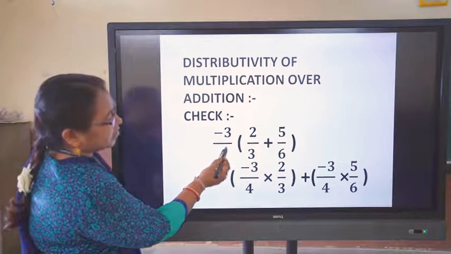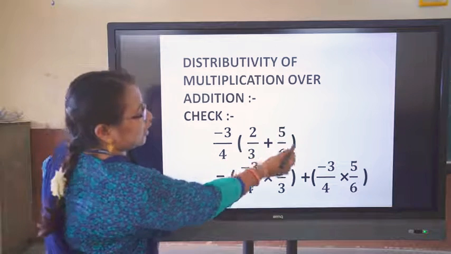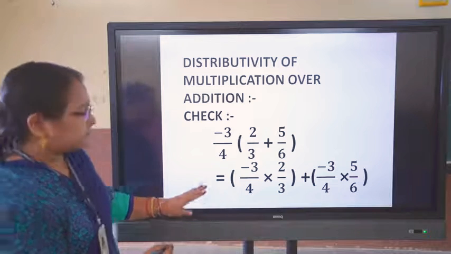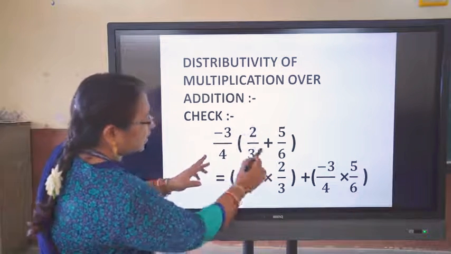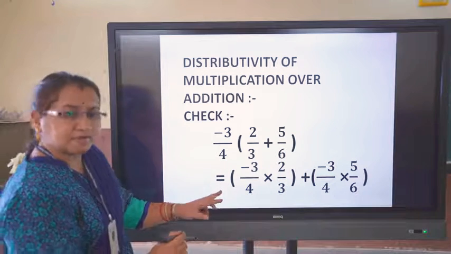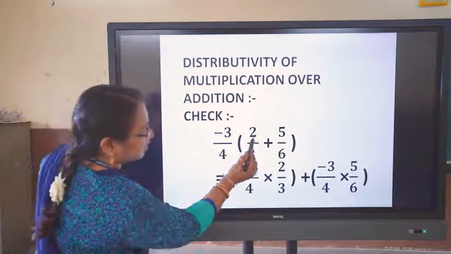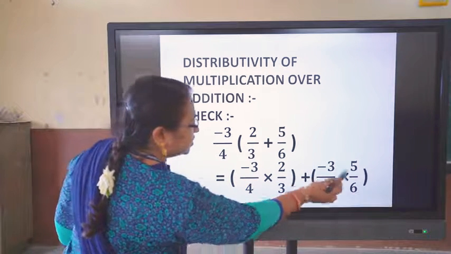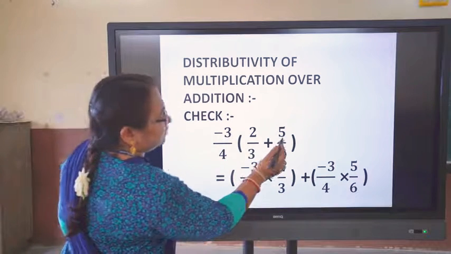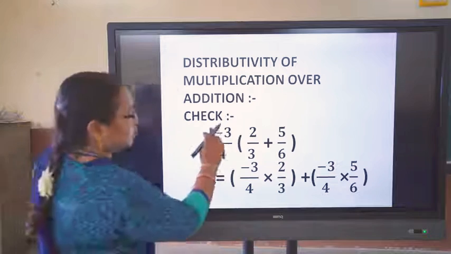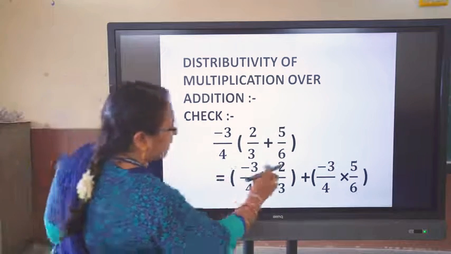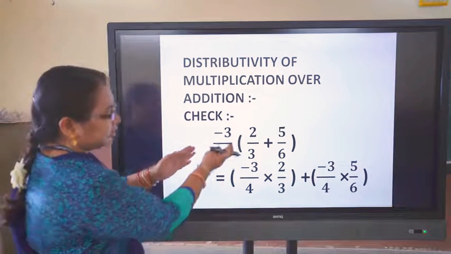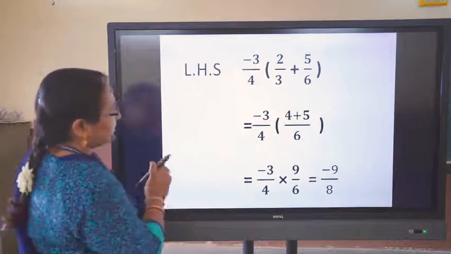Suppose the example is minus 3 upon 4, and inside the bracket it is written 2 upon 3 plus 5 by 6. Now we will simplify it. This is our left hand side. The right hand side should be minus 3 upon 4 multiplied by the first fraction inside the bracket, that is 2 upon 3, then plus minus 3 upon 4 multiplied by 5 upon 6. The first term is our LHS, and the lower term is our RHS. We will simplify one by one and see whether the LHS is equal to RHS.